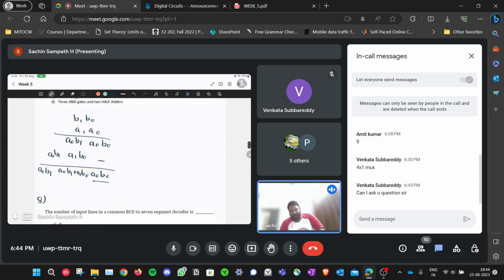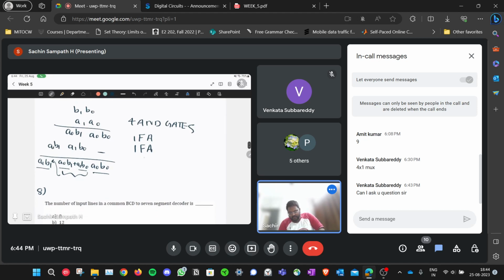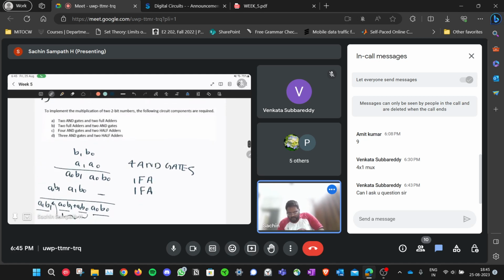So for A0B0 you need one AND gate. For A1B0 you need one AND gate. A0B1 and A1B1 you need one AND gate each. So you need 4 AND gates. And then you have an addition here. For that you need one full adder. And that carry should be added to A1B1, so you need one more full adder to add that carry. Or you could have used a half adder for this part also, but anyway, you don't have an option like that. So you need 4 AND gates and 2 full adders. That is option C.